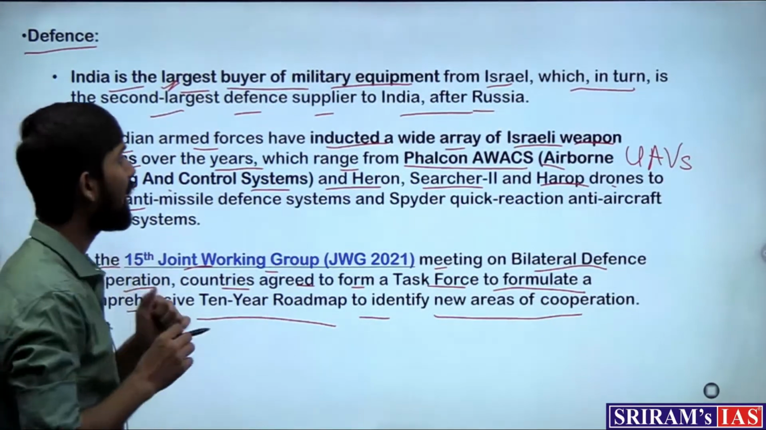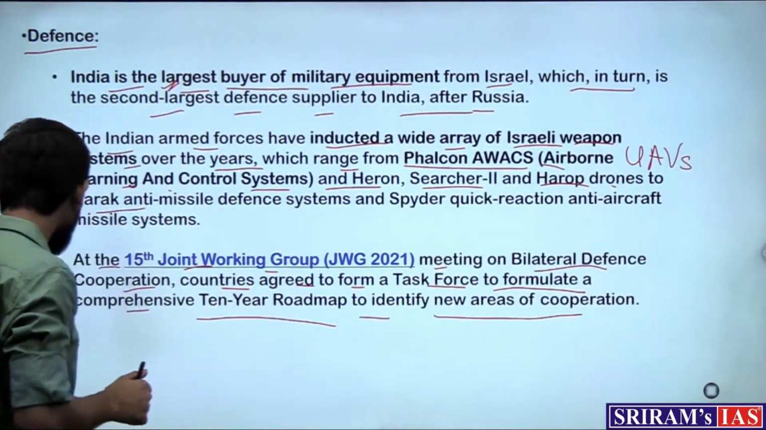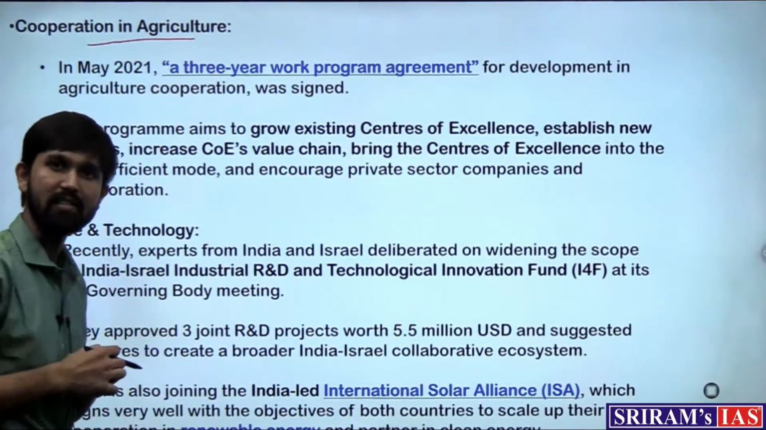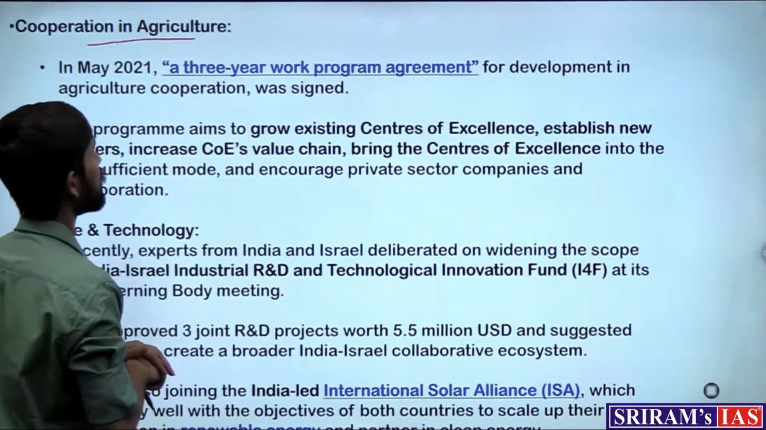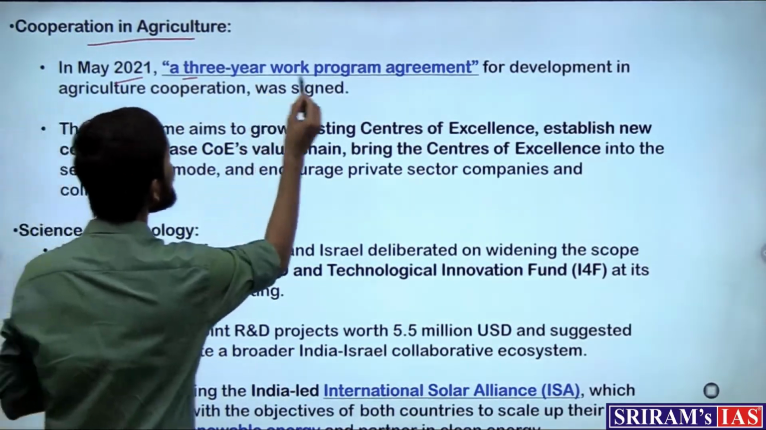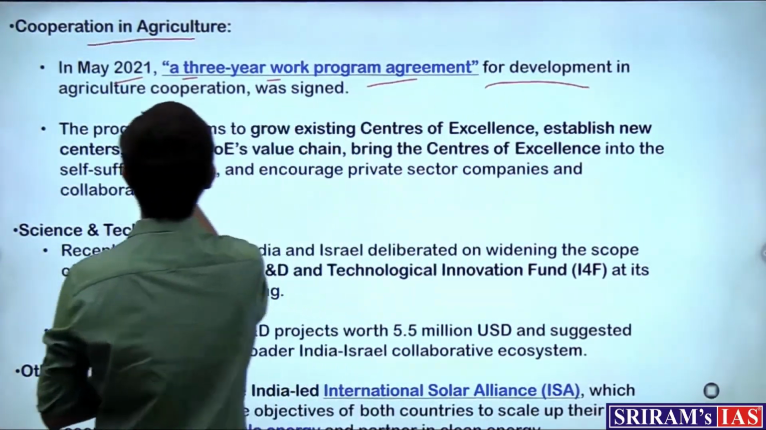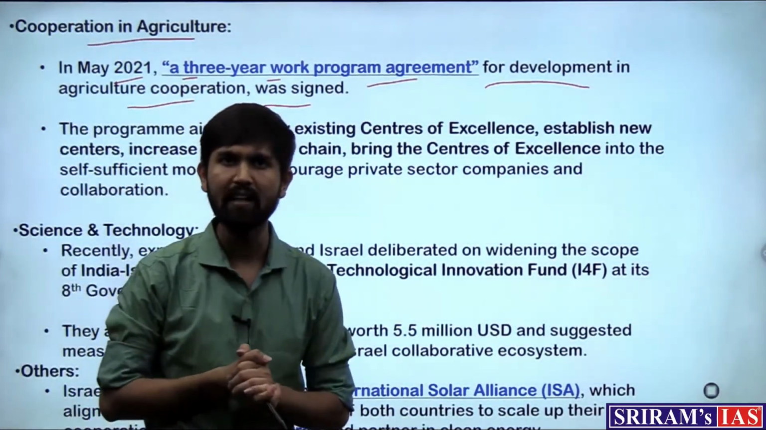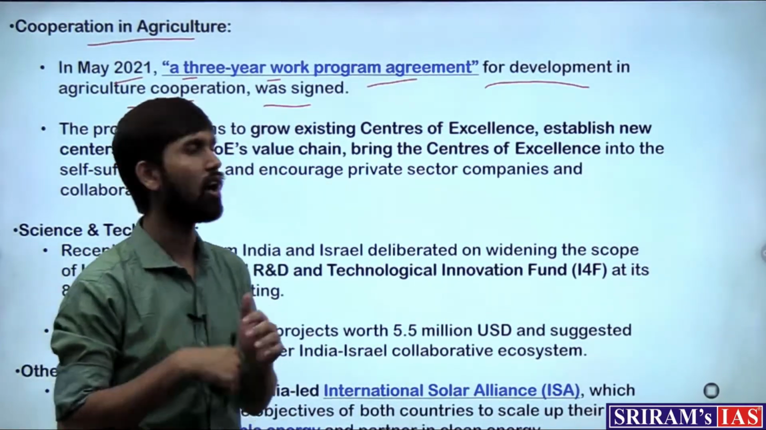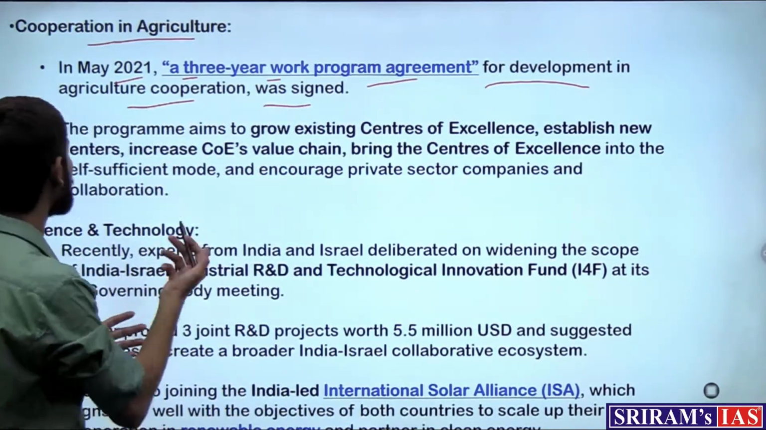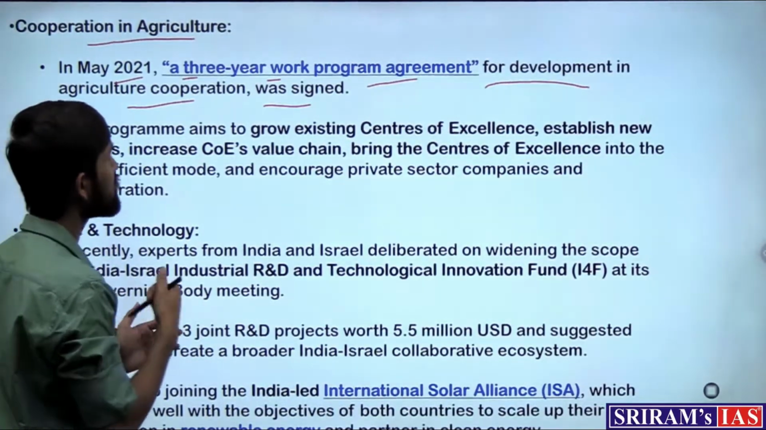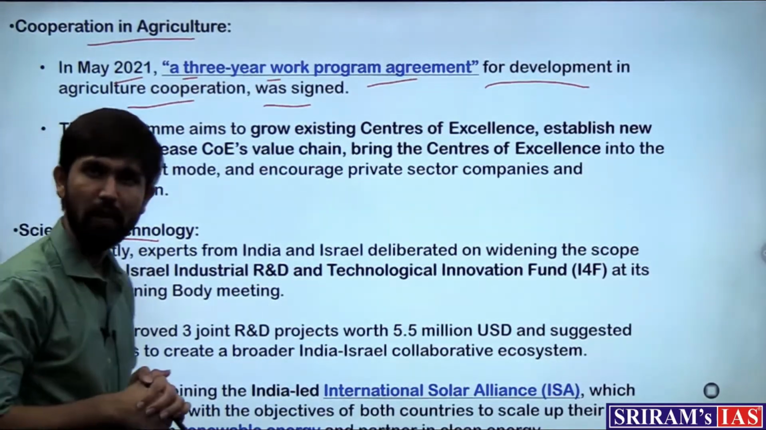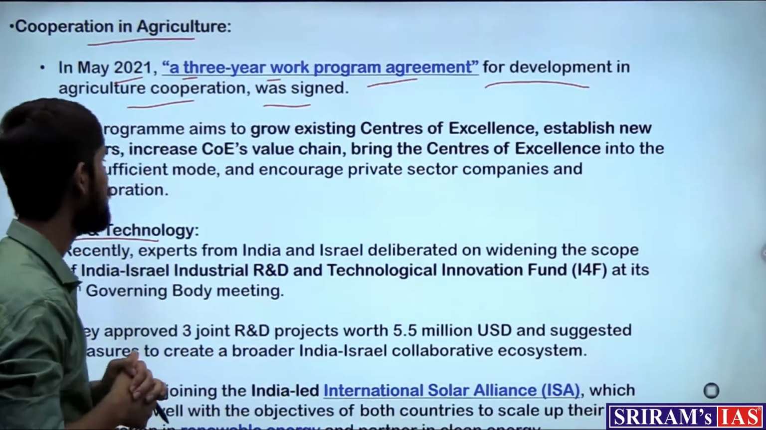Then, apart from the commercial relations and defense relations, the important areas also are agriculture, where India and Israel share a lot of trade in agriculture. In May 2021, a 3-year work program agreement for development in agriculture cooperation was signed. Israel is quite equipped in agriculture, and we get help from them a lot of times in bringing futuristic technologies for agriculture. Then science and technology, with respect to which also India and Israel share a lot of trade relationships.